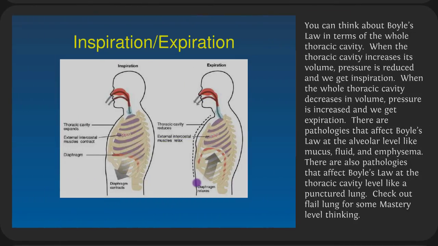You can think about Boyle's law in terms of the whole thoracic cavity. When the thoracic cavity increases its volume, pressure is reduced, and we get inspiration. When the whole thoracic cavity decreases in volume, pressure is increased, and we get expiration. There are pathologies that affect Boyle's law at the alveolar level, like mucus, fluid, and emphysema. There are also pathologies that affect Boyle's law at the thoracic cavity level, like a punctured lung. Maybe check out flail lung for some mastery level thinking.